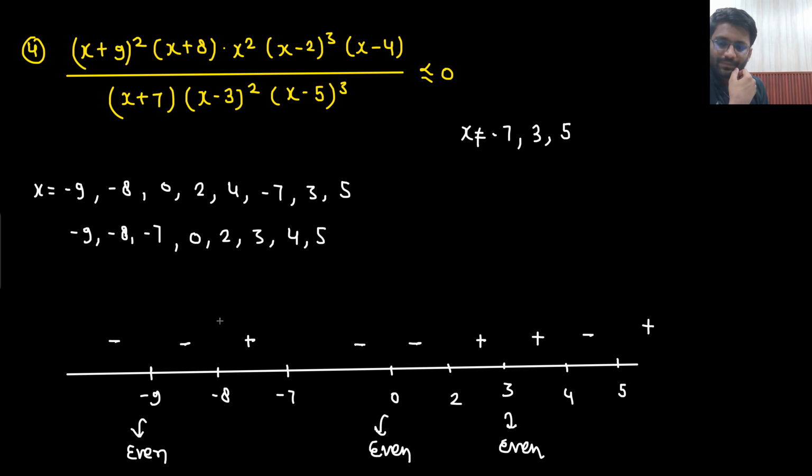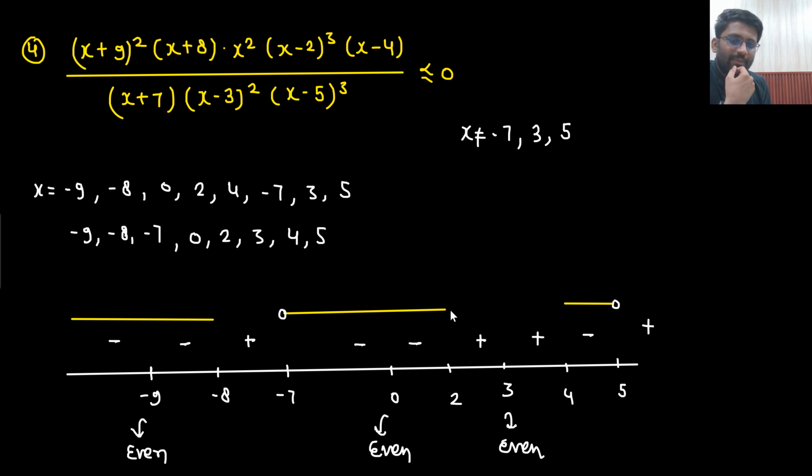That means all these things will be accepted. All these things will be accepted. And all these things will be accepted. Now first of all I will take care of one thing, that minus 7 should not be accepted. Minus 7 should not be accepted. 3 should not be accepted, already not accepted. And 5 should not be accepted, not accepted.